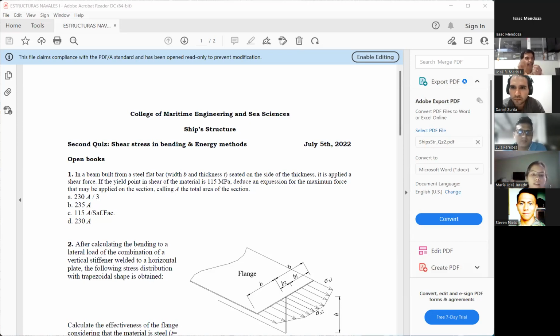Exactly. So the section is a rectangle, just like this. It's very long, and that's it. That's a flat bar. It's sitting on this side, like this. Because you have a flat bar, you can analyze it like this or like this. So if I didn't write this, seated on the side of the thickness, this is the thickness. So it's telling you that it is like this because it's seated like this.